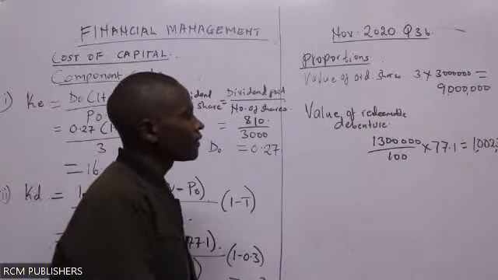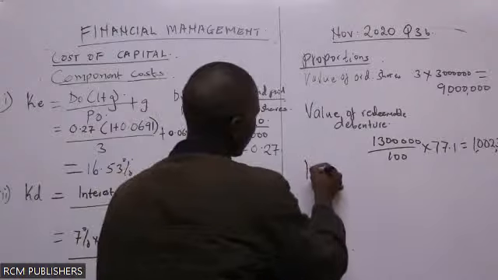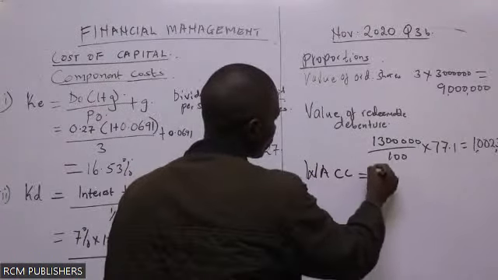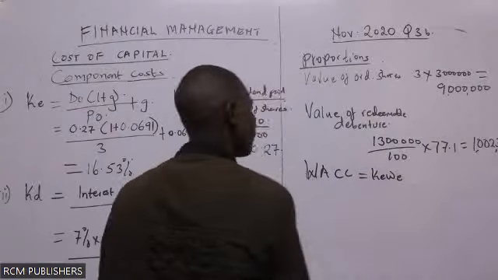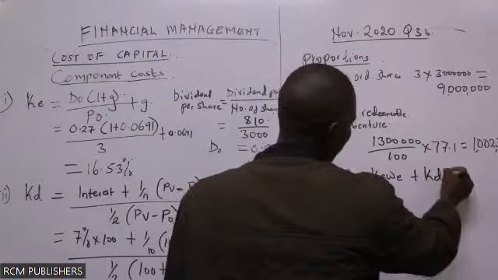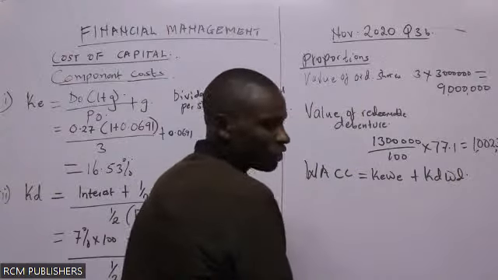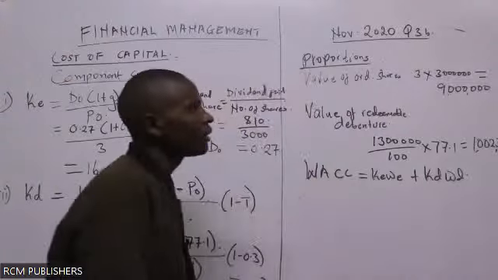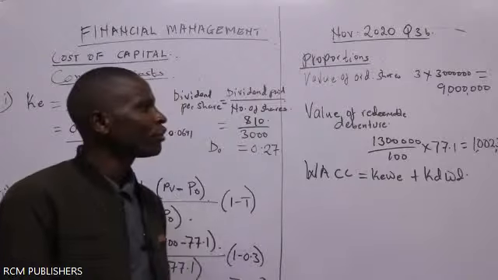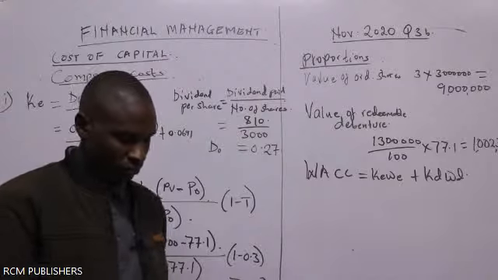Now, I can see I have my proportions. From there, to get the weighted average cost of capital, it is equal to KE times weight of E plus KD times weight of D. If I want to get the total of the proportion, what does it give me? 9 million plus 1,02,300. What will you get?